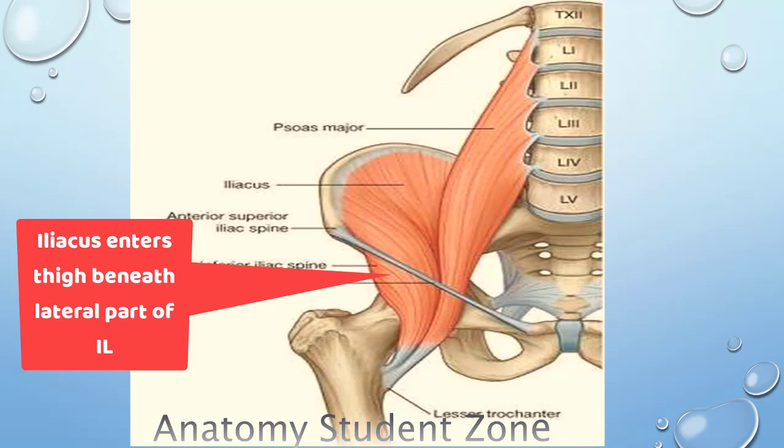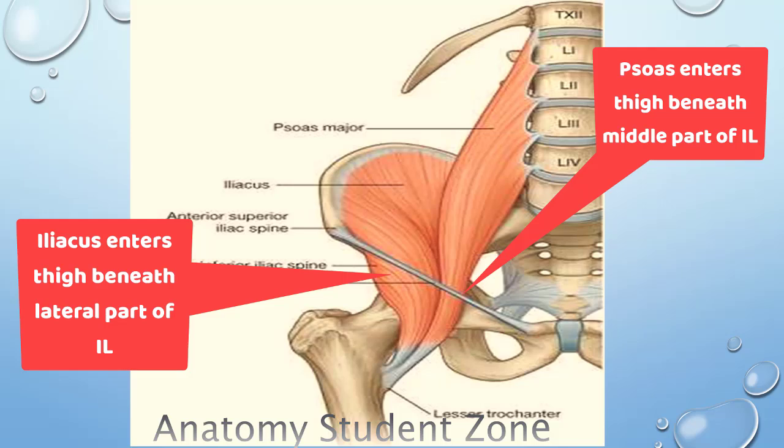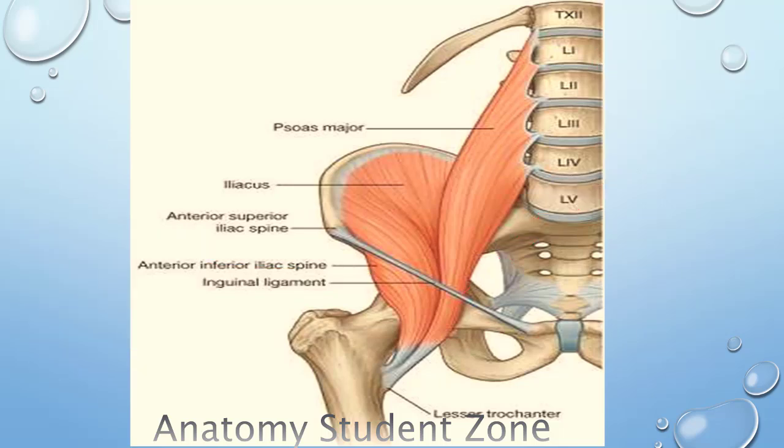So iliacus passes lateral to the inguinal ligament and the psoas passes into the thigh deep to the middle of the inguinal ligament. So in dissection, the muscle that is deep to the inguinal ligament in its middle part will be the psoas muscle, and the other muscle that is also deep to the inguinal ligament but on its lateral part will be the iliacus. But of course you will also trace these two muscles from their attachment points. It will also help you in dissection as well.